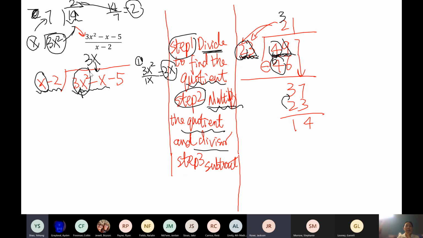In this case, what am I looking for? We're trying to finish the long division process here. Right now we finished the first step, divide to find the quotient. I already figured out x goes into 3x squared 3x times. So now we're on the second step: multiply the quotient and the divisor. So in this case, what do I multiply?